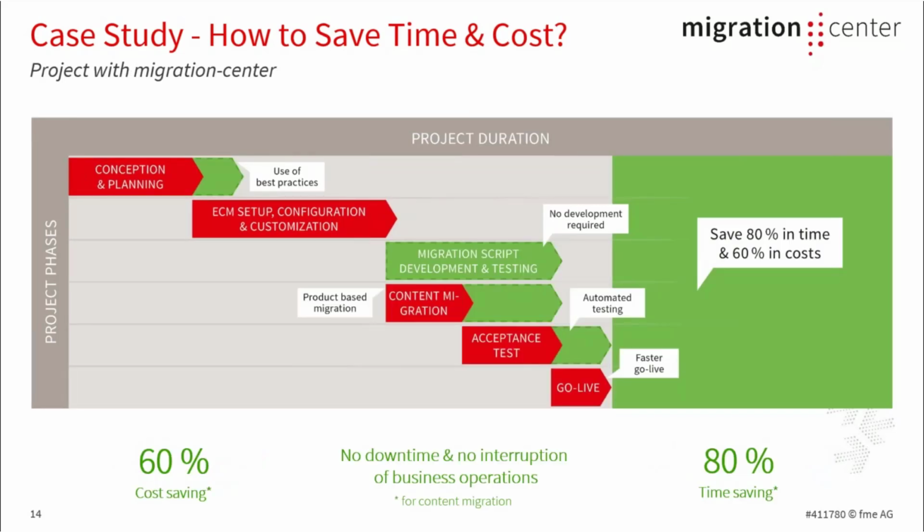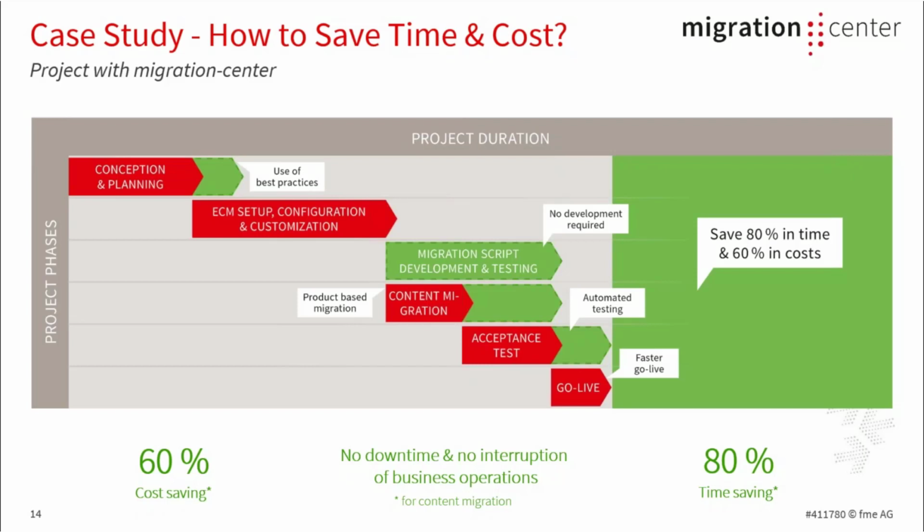With Migration Center, we can help you reduce the conception and planning phase, because we have a lot of best practices in place. The performance metrics are available before you start your migration. So you can test your performance and plan your migration and your project along with this information. You know exactly how long, for example, 5 or 10 or 100 million records need to migrate to the target platform.